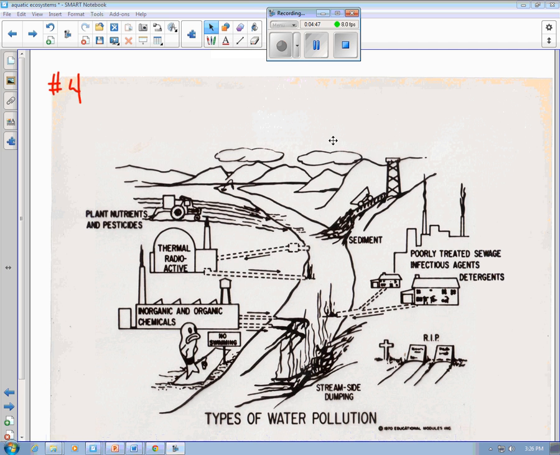This slide is simply saying that humans cause a lot of the water issues that we have. And so if you look at all of these pictures, you can see examples of how humans can impact water quality.